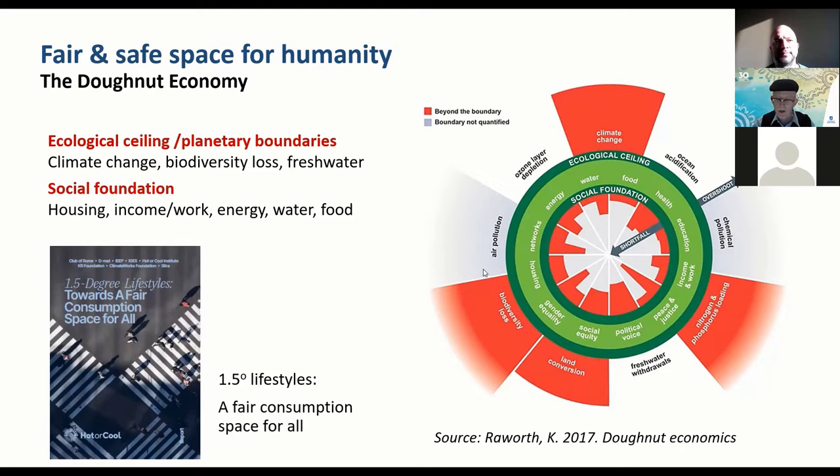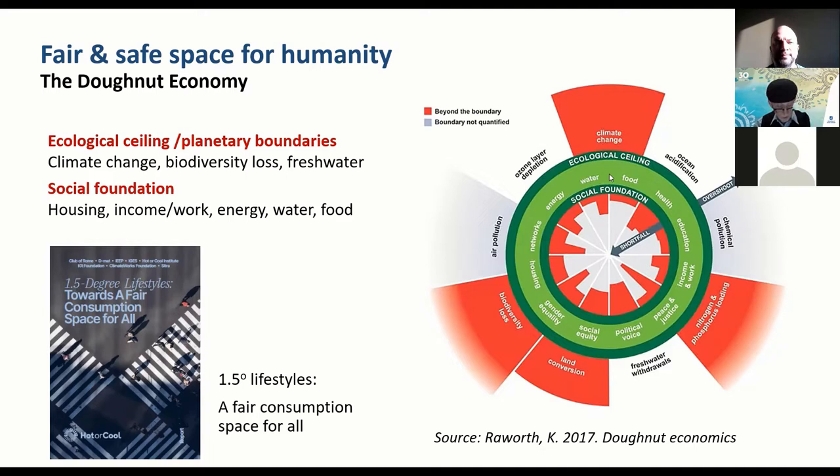So again, the ecological ceiling is the same as the planetary boundaries mentioned in the Anthropocene diagram, if you recall. And also, I draw your attention to this recent publication by the Hot or Cool Institute, which is called 1.5 Degree Lifestyles: Towards a Fair Consumption Space for All. So that's what we're trying to get to, that fair consumption space.